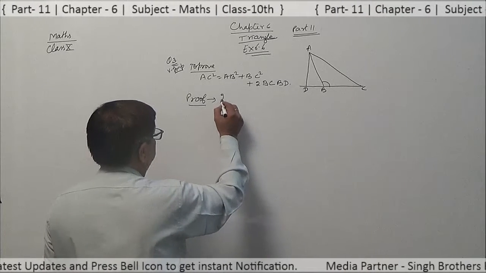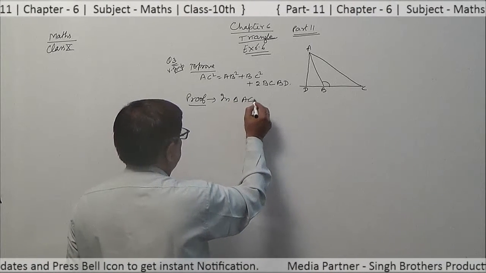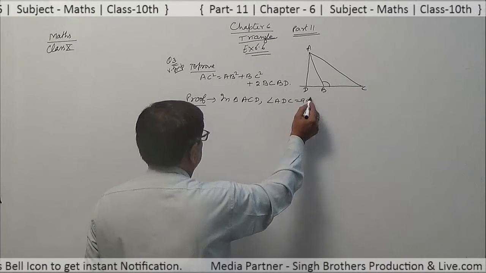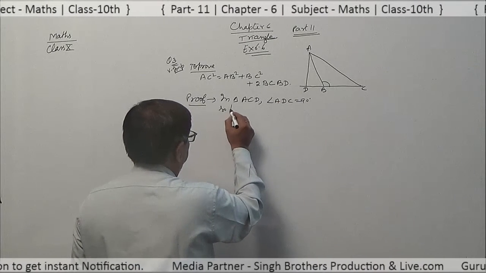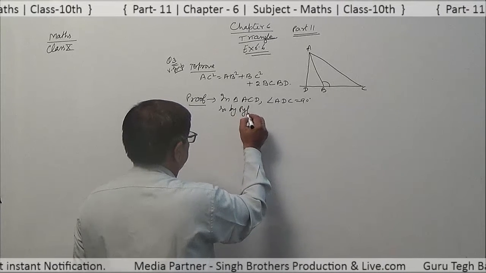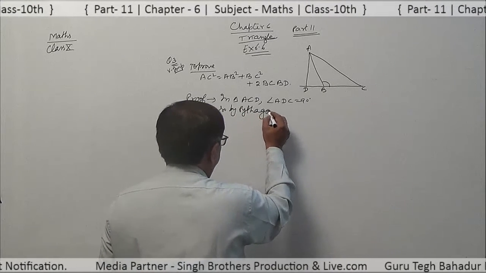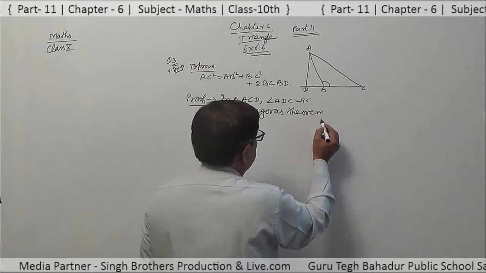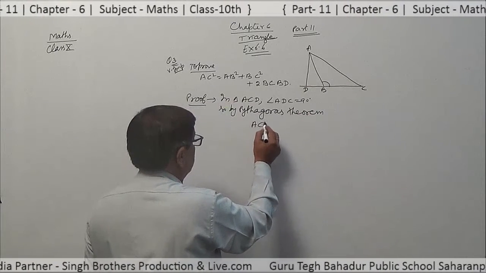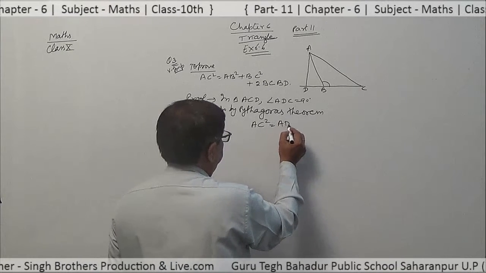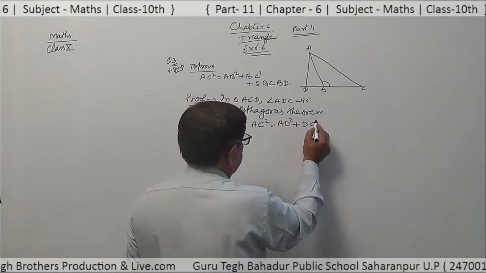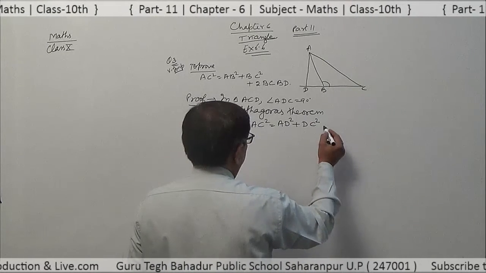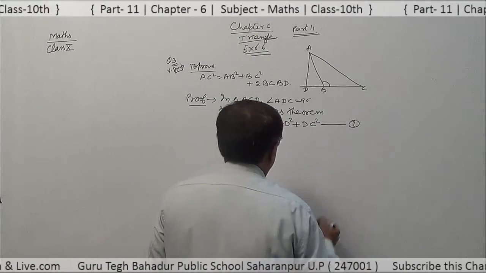Taking triangle ACD, angle ADC is 90 degrees. So by Pythagoras theorem, AC square is equal to AD square plus DC square. This is the first equation.